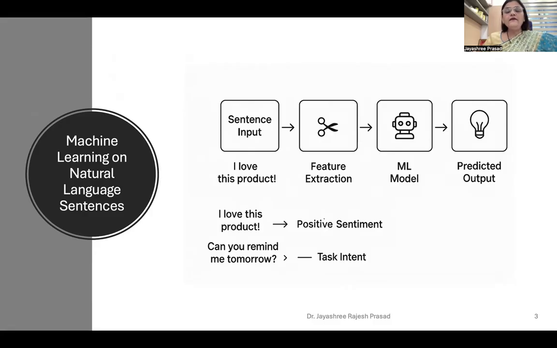Finally, we have text summarization also as an application, which helps us handle information overload by condensing long documents into short, meaningful summaries. So, in short, these applications show how NLP doesn't just process the language, it brings it to life, making human machine communication smoother and smarter.